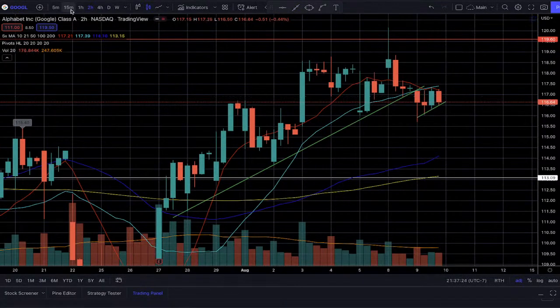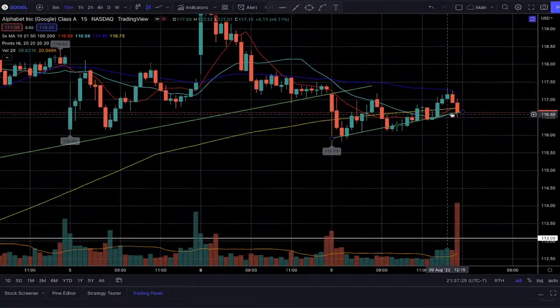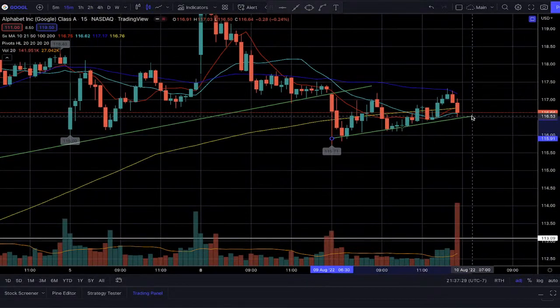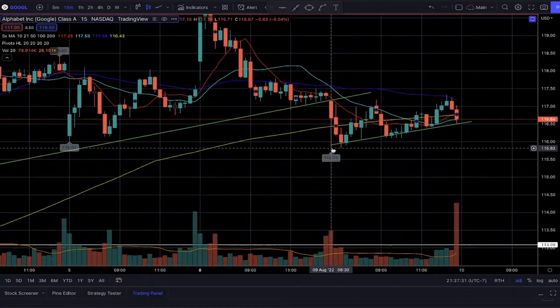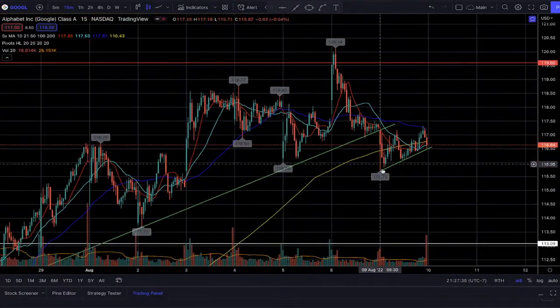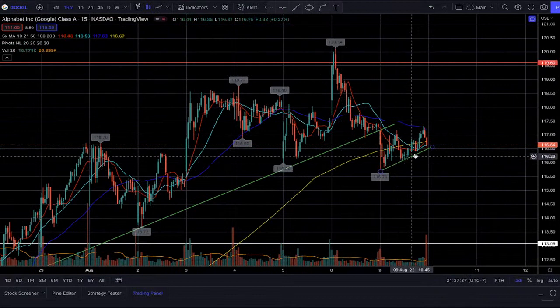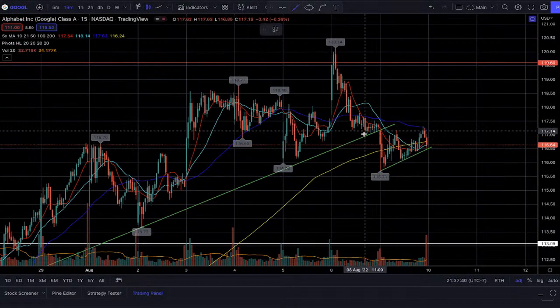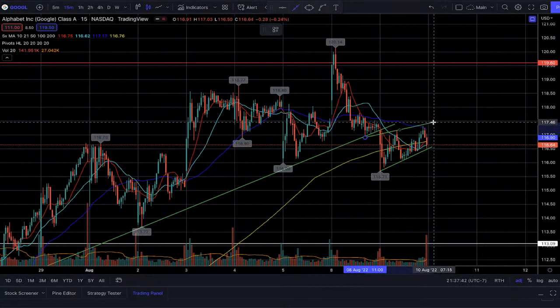So if we even go lower on the time frame, maybe the 15-minute time frame, we seem to be making some sort of a bearish flag. So here is the flagpole, this overall big move to the downside, and then here is our flag. If you want to see a little bit more of a detailed flag, here's our bear flag.